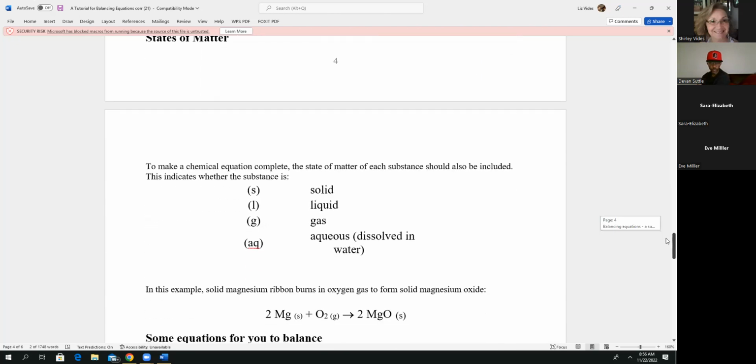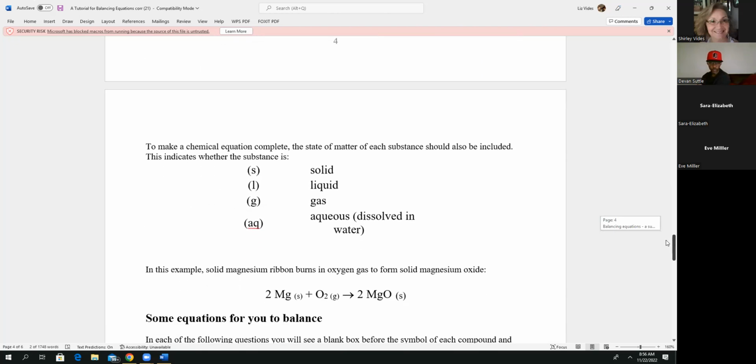And this is the next thing, and this is in your book, in your Connect also. To make an equation complete, you need to put what state of matter the things are in: solid, liquid, gas, or aqueous. And here's the representation of each one. Like right here, you could say solid magnesium and oxygen gas makes solid magnesium oxide. You see that? And you could say that, or you could say magnesium metal, which is also a solid, right?